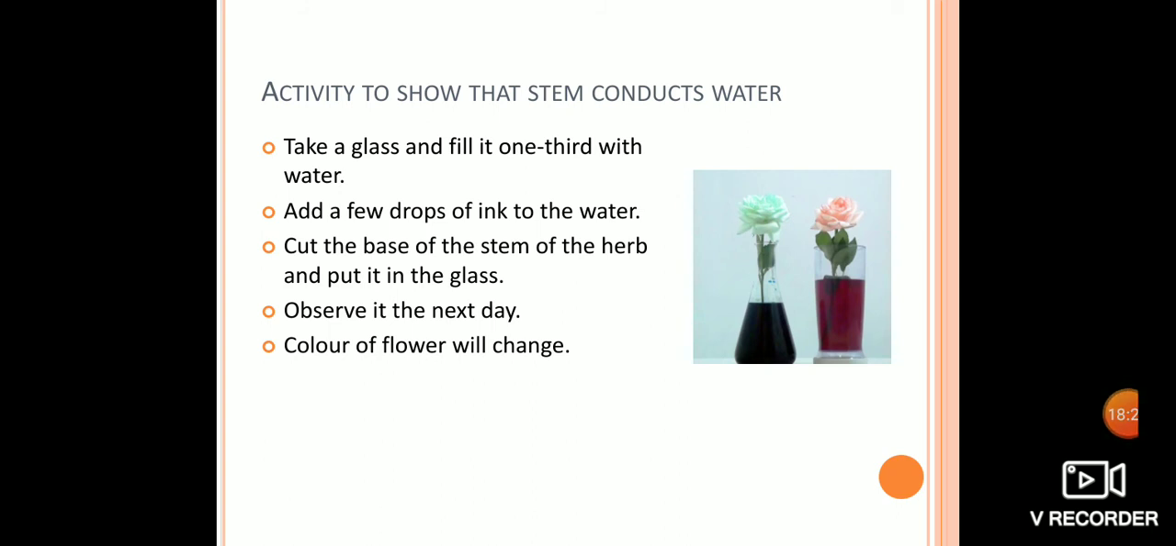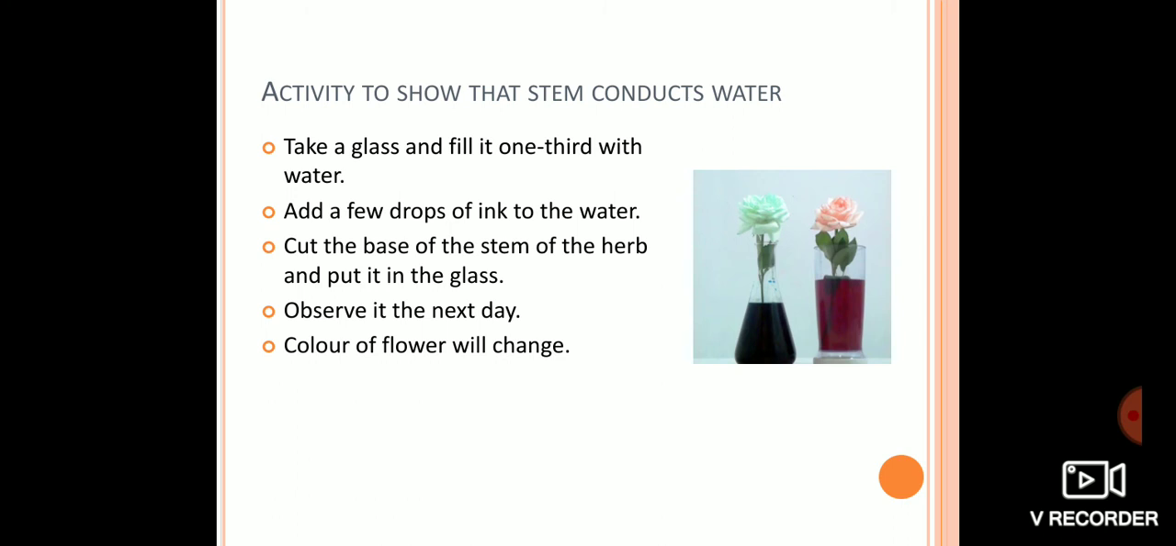Let's look at the experiment. You have to take a glass and fill it one third with water. Then you have to add a few drops of ink to the water. Here we have taken red and green color ink. Then take a herb, cut the base of the stem of the herb and put it in the glass. Then observe the plant the next day.